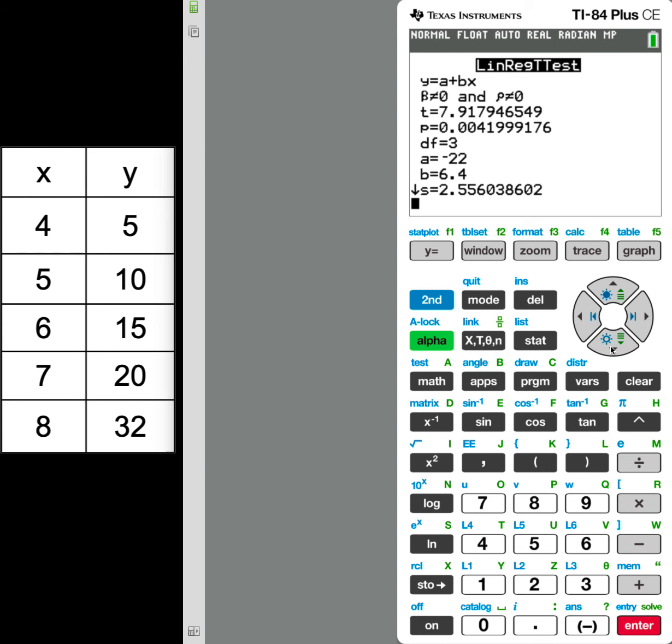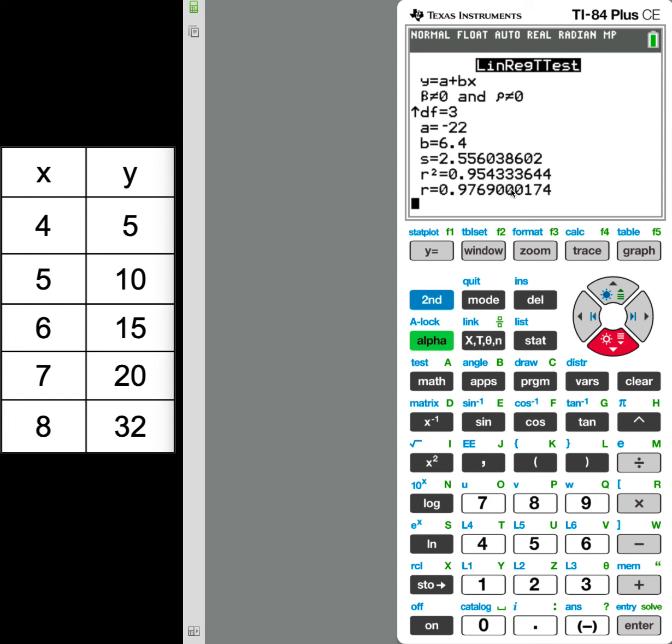The reason I like this is because it really gives me a lot of information. You can see that it gives me the type of test that I ran, if it was two-tailed. It gives me the test statistic. It gives me the p-value. And then here, it gives me the regression equation. So y equals a plus bx. The slope is b, 6.4, and the y-intercept is -22. So you can write out your equation from there. And then if you scroll down, it gives you your correlation coefficient, and then it gives you your r squared. So just this one location has a lot of information.